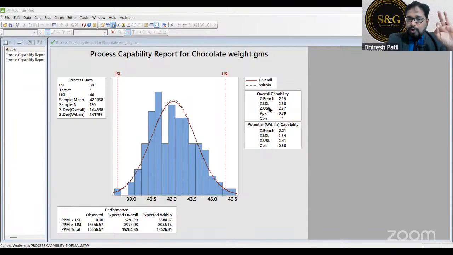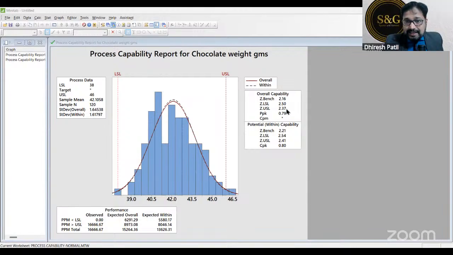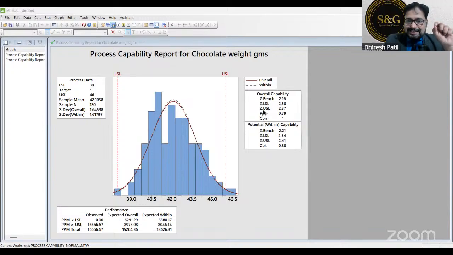So you are clear about the ZLSL formula and ZUSL formula you're calculating. Whichever value is lower, in this case 2.37 is lower, so you can declare 2.37 is the current process capability, or Z score. So whichever is the lower value of ZUSL and ZLSL, that can be your current process capability, which is our Z score. Clear?